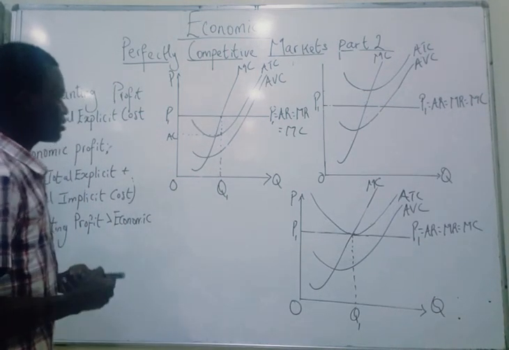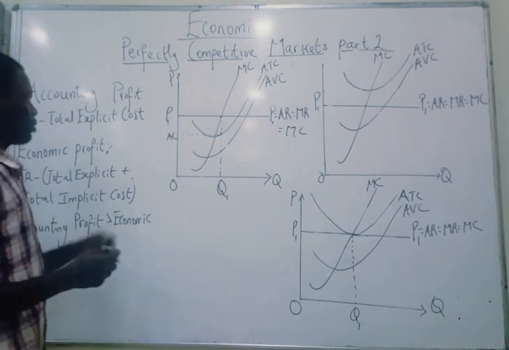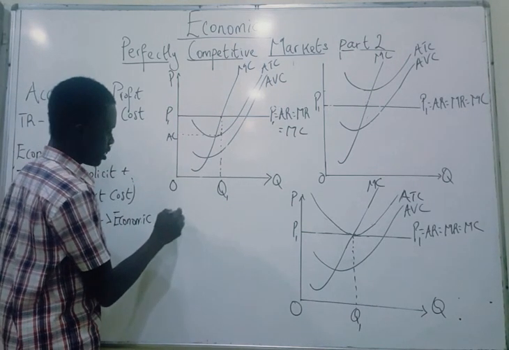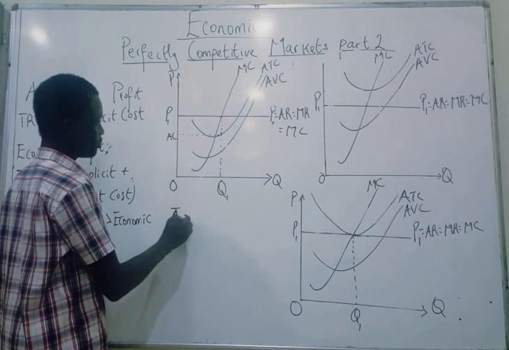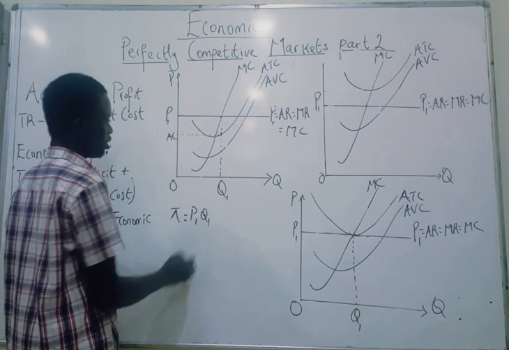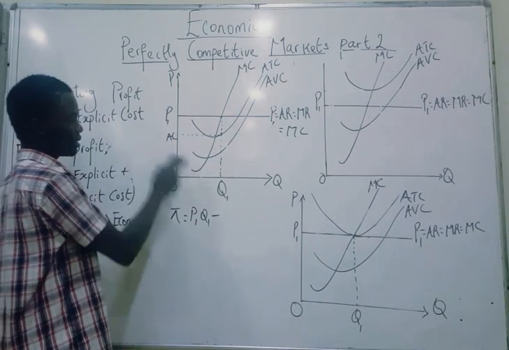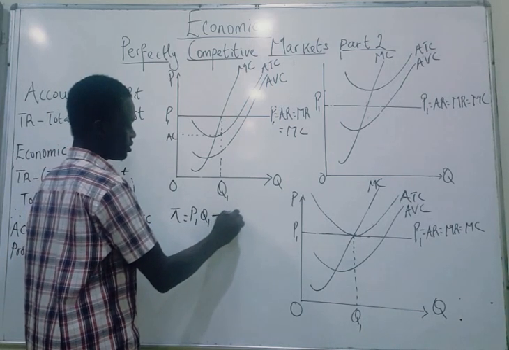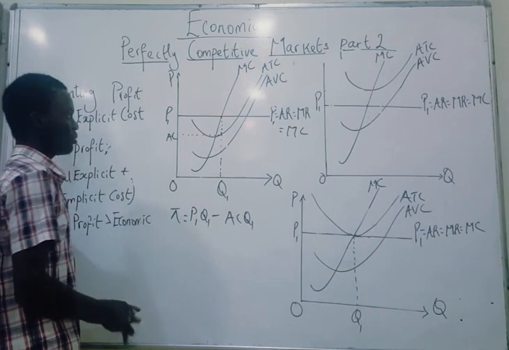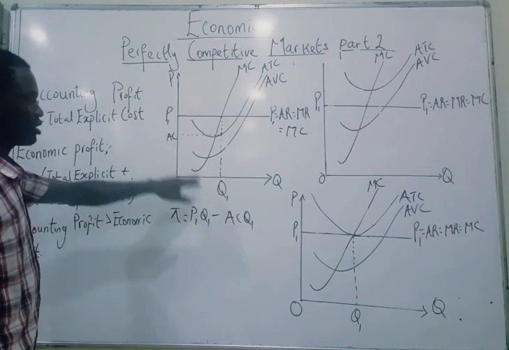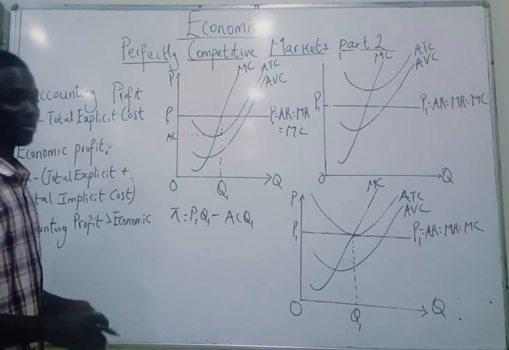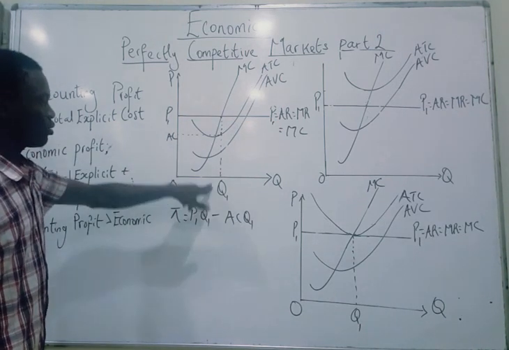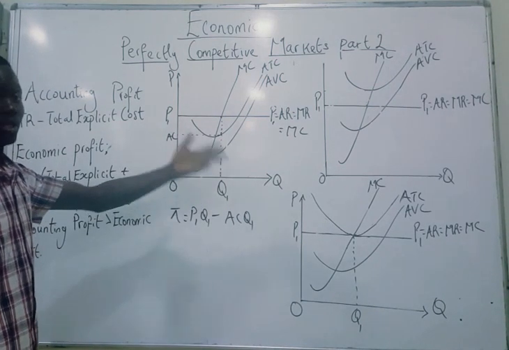So in this particular case, how do we calculate the profit? Profit is simply P1 multiplied by Q1, then we subtract average cost times Q1, so we have minus AC Q1. So what does this simply mean? It means that at this price and this quantity, what is the total revenue? We know total revenue to be price multiplied by quantity, so P1 multiplied by the quantity that this producer is producing when he is maximizing his profit.